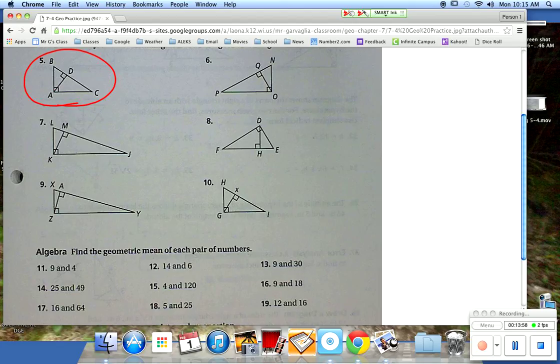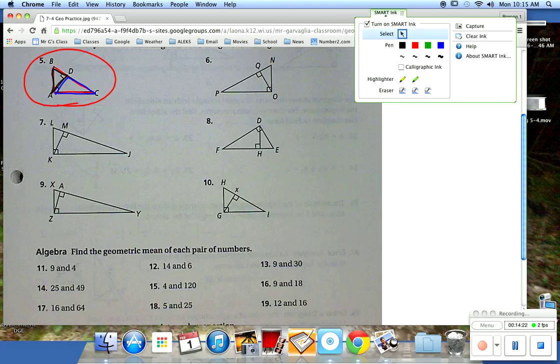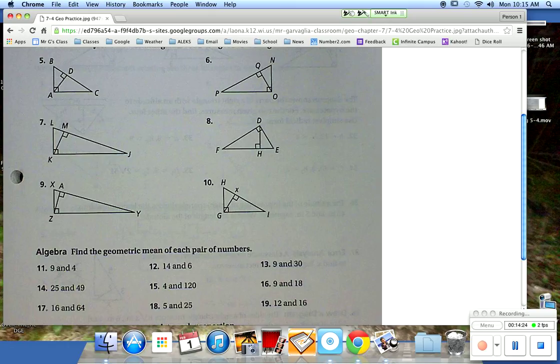First we have the large right triangle. We have a smaller right triangle here. And then we have the other right triangle. So we have three right triangles in there. All right? We have to write a similarity for them. So in this case here, my similarity is going to be A, B, C.